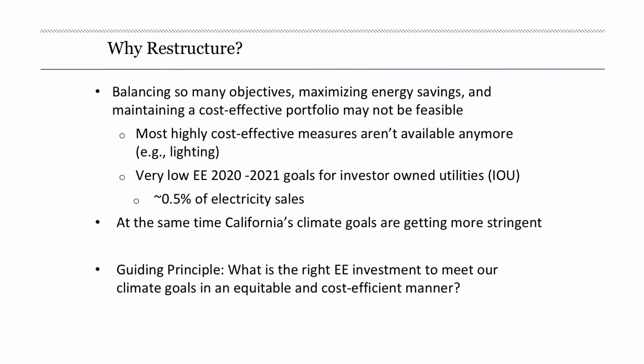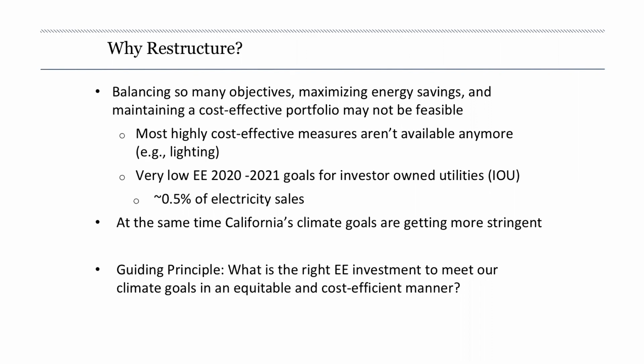In my opinion, balancing so many objectives, maximizing energy savings, and maintaining a portfolio that's cost-effective from an energy resource perspective may not be feasible going forward. We're seeing that with recent PA filings that aren't able to meet a portfolio level TRC of 1.0. One of the reasons is that we live in what I like to call a post-light bulb world, where really cost-effective lighting measures that served as floats for this whole portfolio and kept them afloat and cost-effective aren't available anymore.